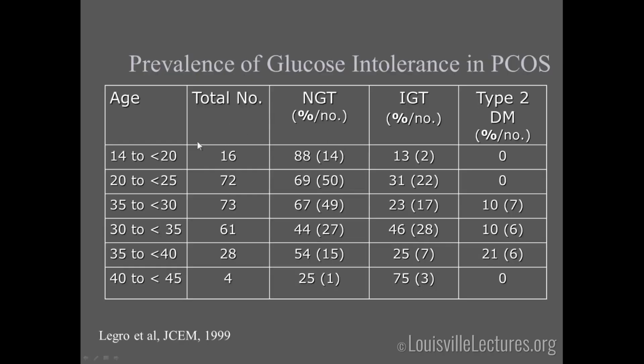So as you follow PCOS patients when they get older, there's more and more of a chance of developing diabetes. This is a somewhat old paper, so I don't really know what the statistics are now. And you can see that many will have impaired glucose tolerance, and that'll get more common also as the women get older.